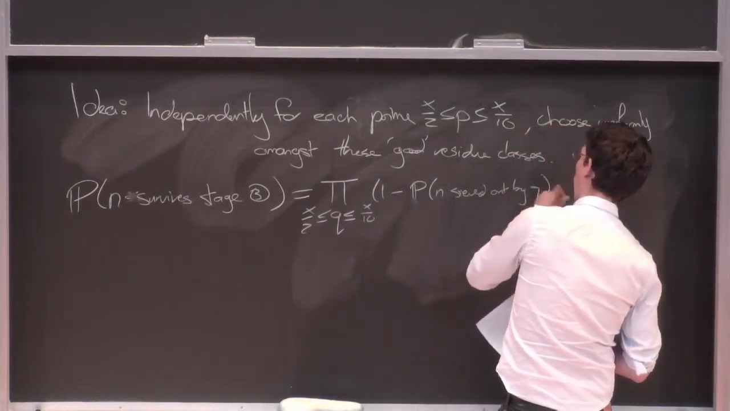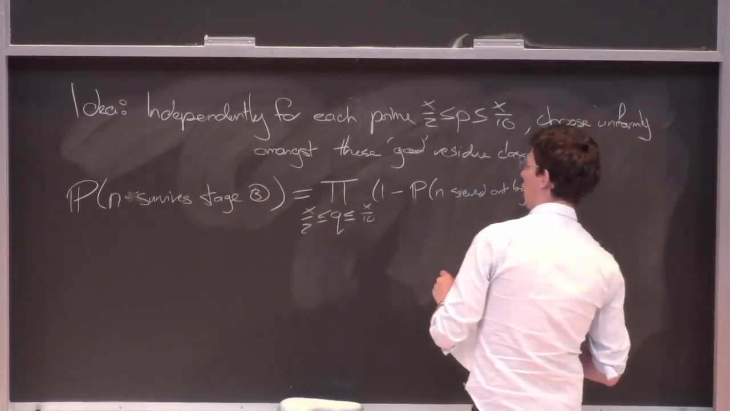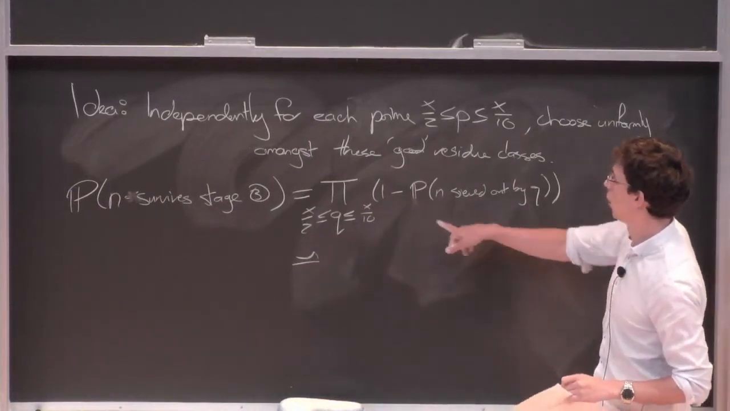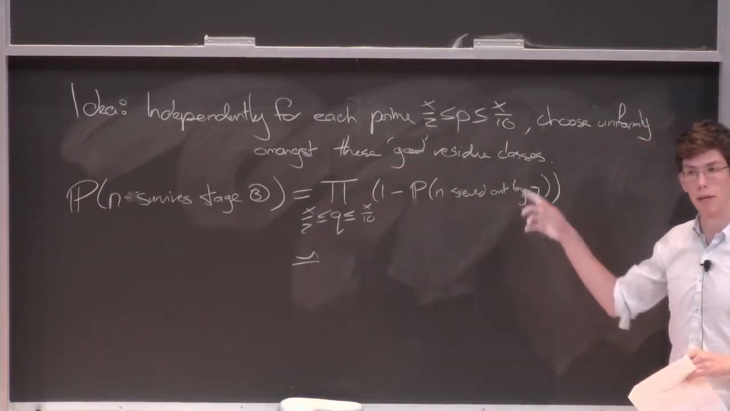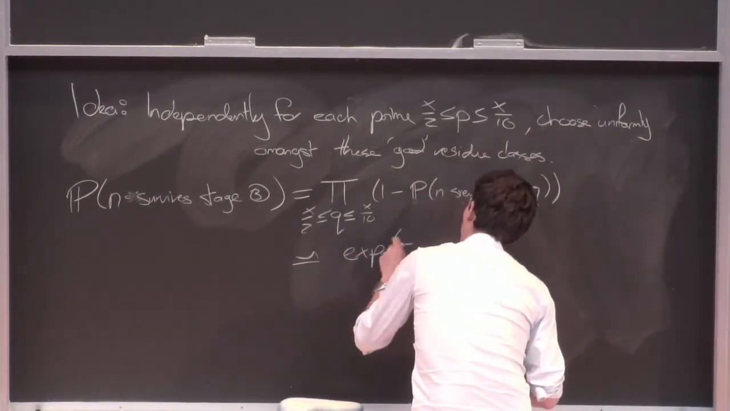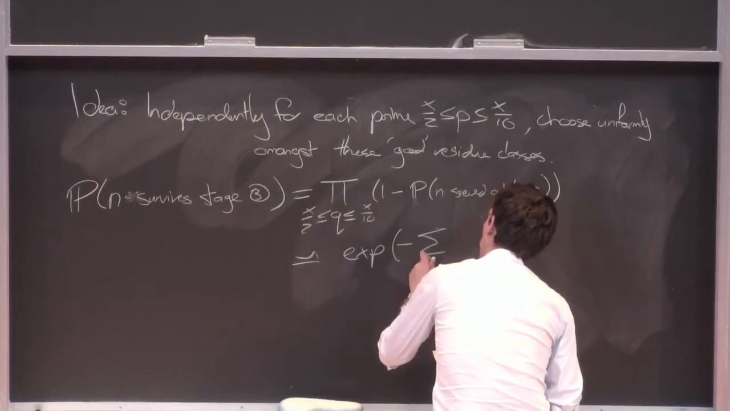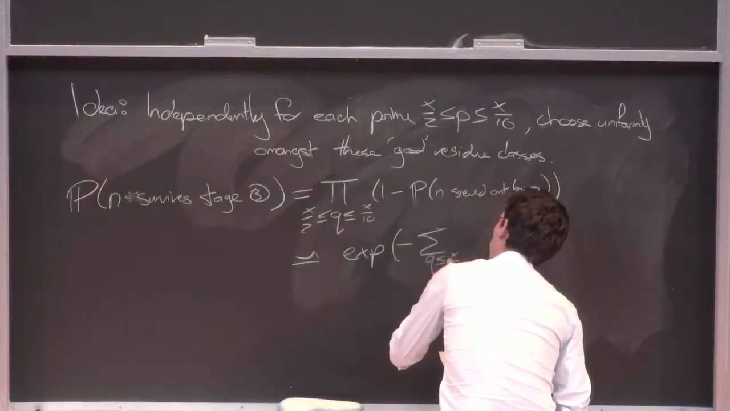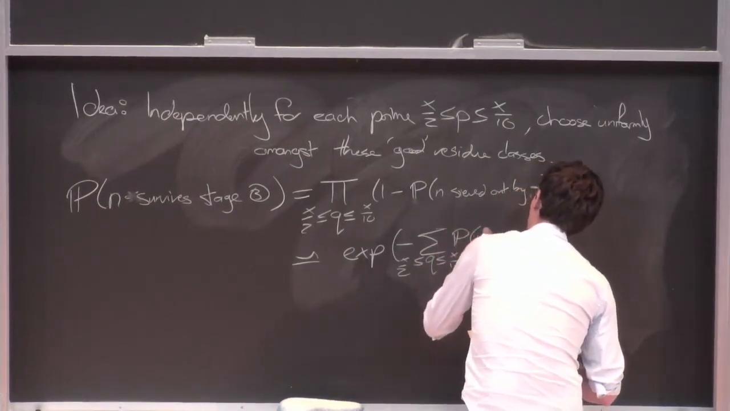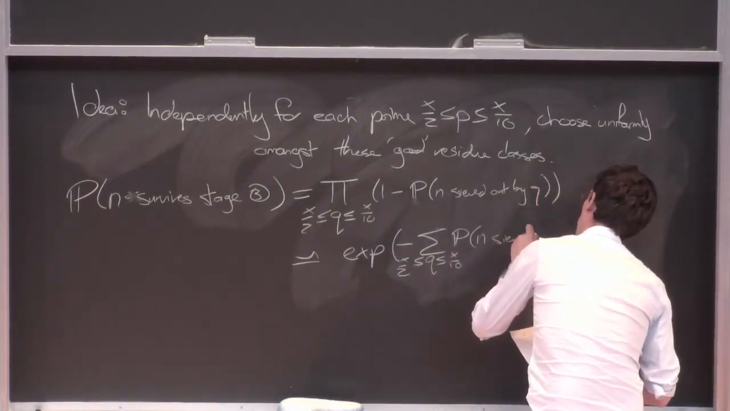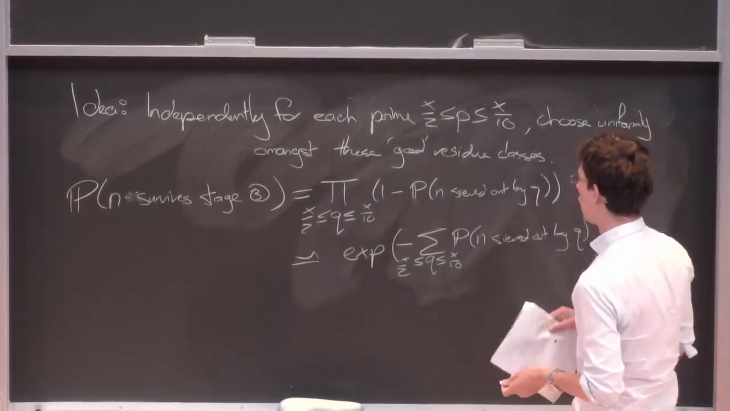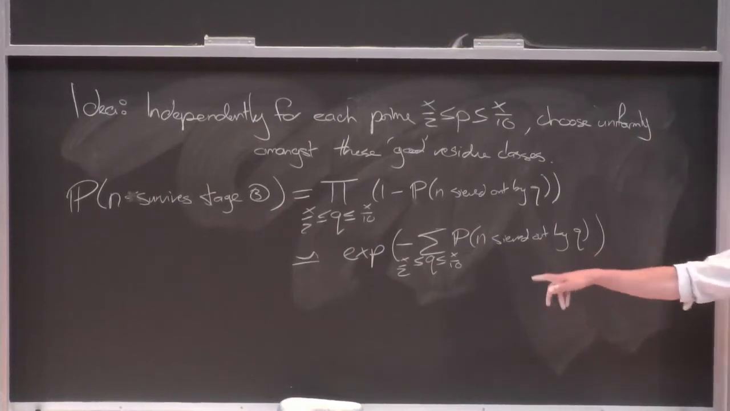And since we're thinking of these probabilities as being small, we can just bound 1 minus x by e to the minus x. And so then this will be e to the minus the sum over all q between x over 10 and x over z of the probability that n is sieved out by q. And this is just the expected number of times that any integer n would be sieved out.